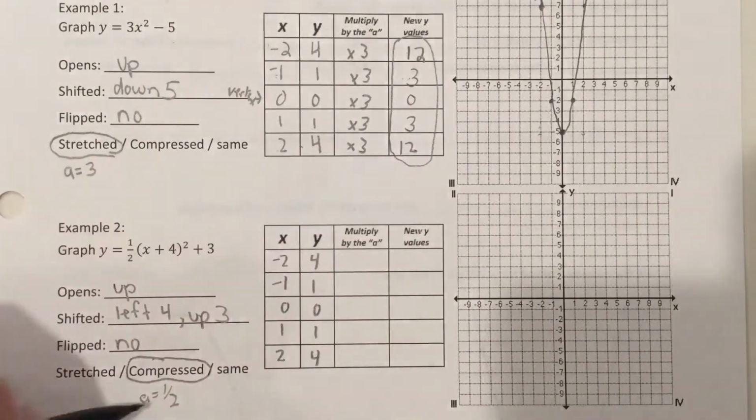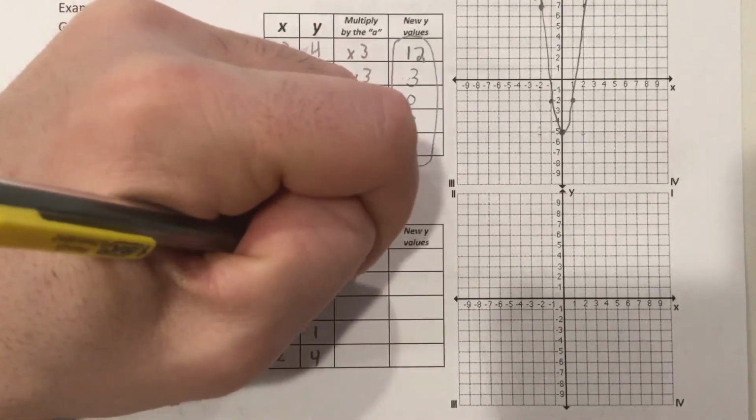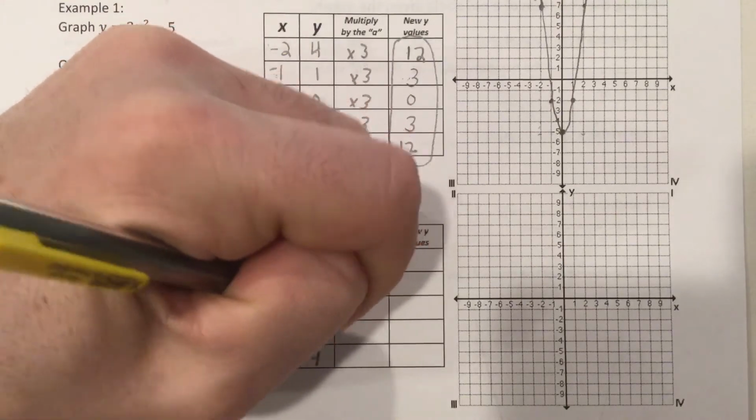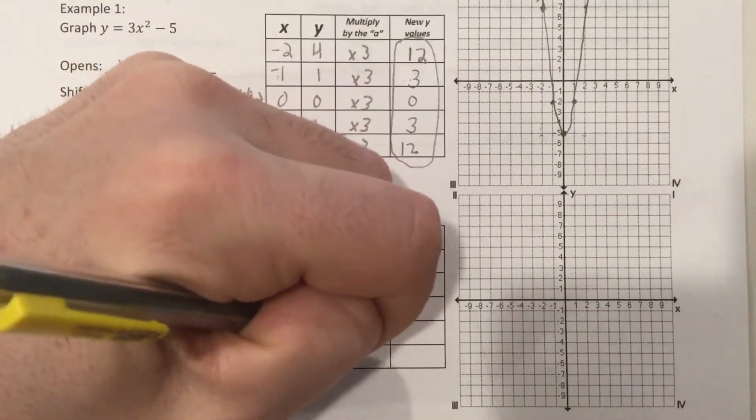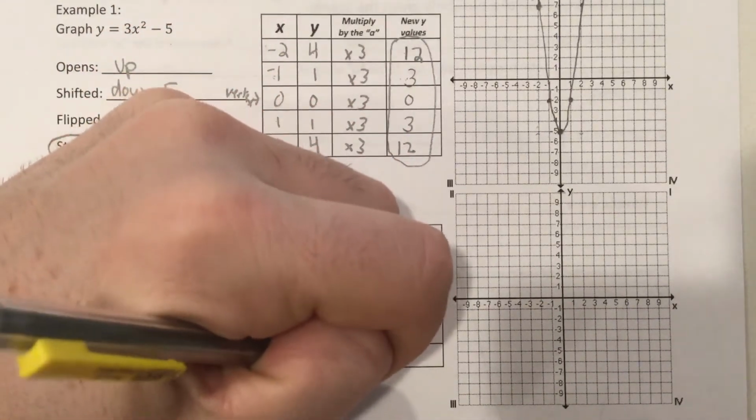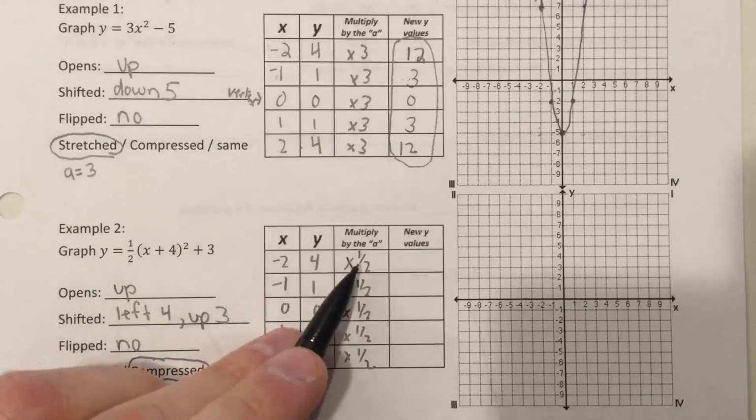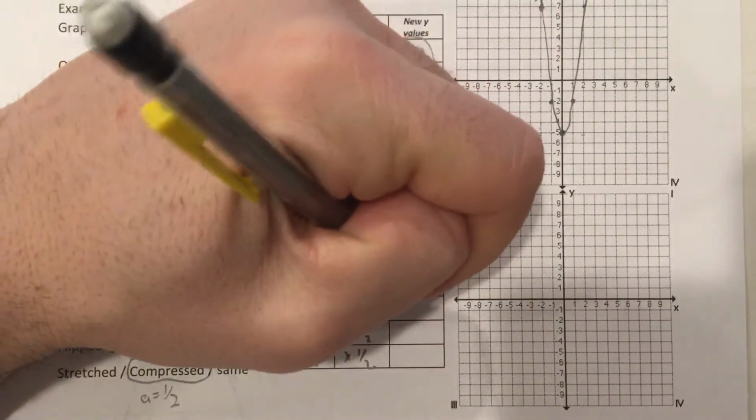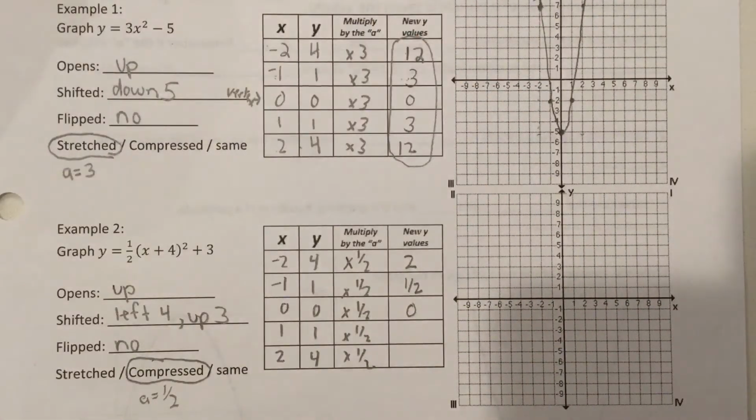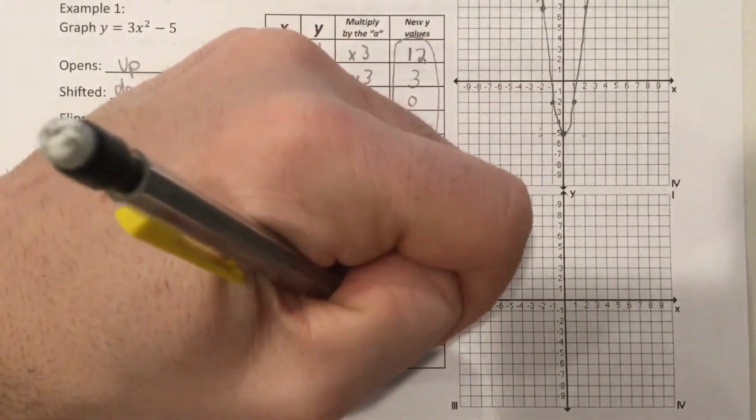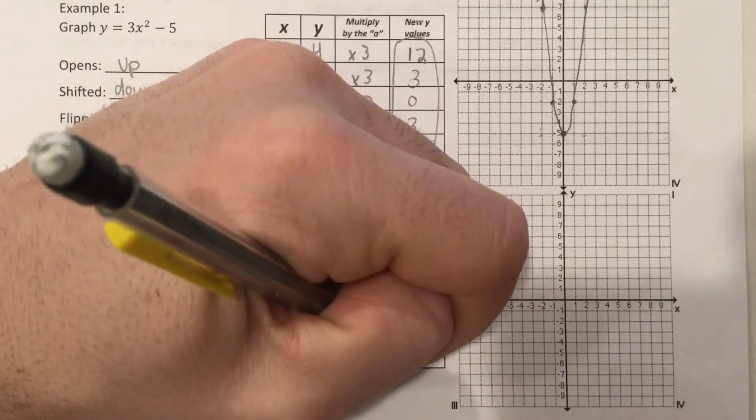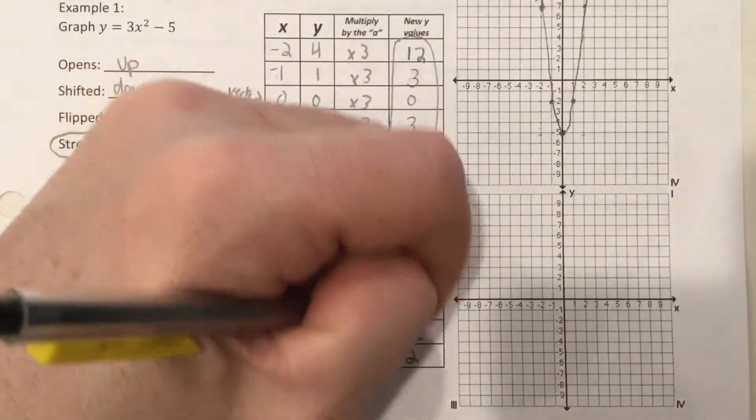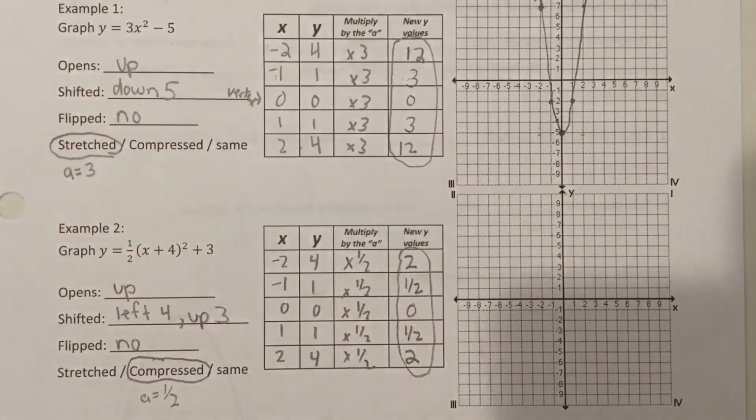And now our a value is 1/2, so we're multiplying everything by 1/2. So 4 times 1/2 is 2. 1 times 1/2 is 1/2. 0 times 1/2 is 0. 1 times 1/2 is 1/2. And 4 times 1/2 is 2. So again, these are the new y values, still the same x values.